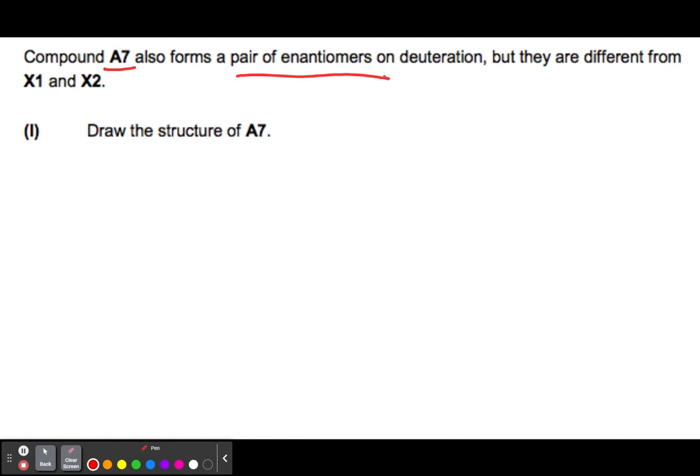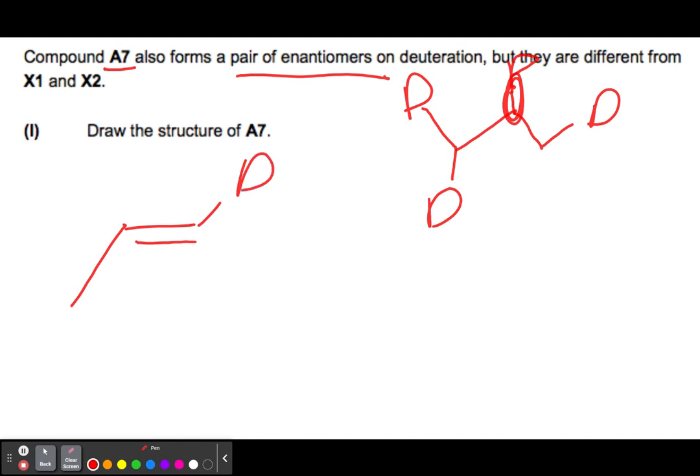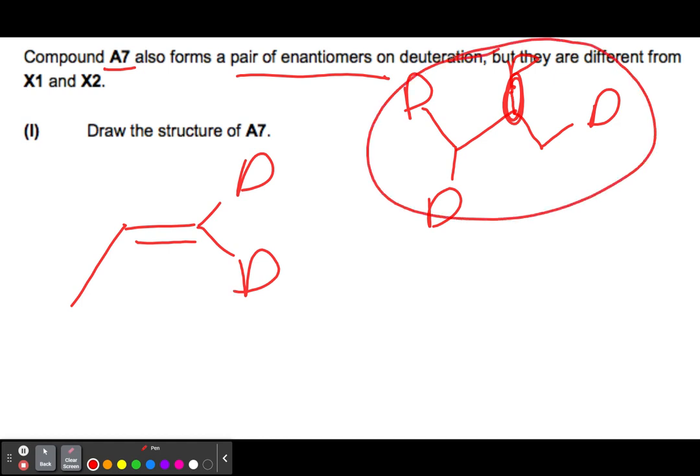Now, if we just remind ourselves of X1 and X2, because it could help, they were this, with a D here, which was either a wedge or a dash. Now, it can't be that. So if you had drawn through all of the different possibilities for the A structures 1 to 7, then you wouldn't need to do any work, because you'd automatically have that this is the remaining structure. So this is A7. So you wouldn't need to think about any of the enantiomers if you had just drawn all of them.